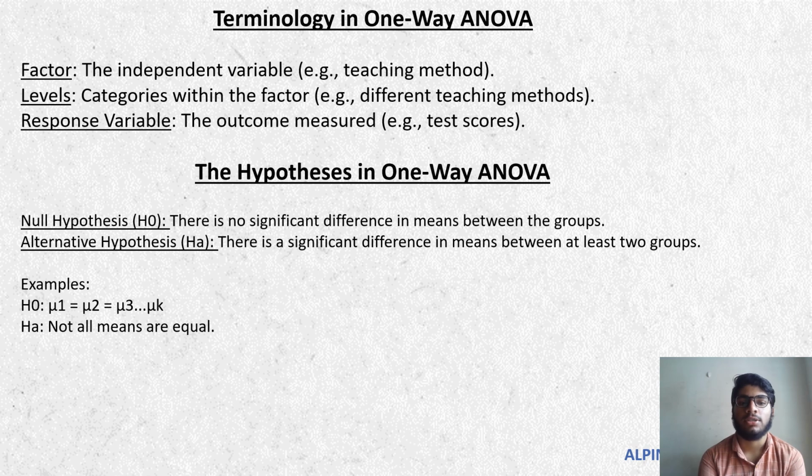Next, the hypotheses in one-way ANOVA. Null hypothesis: there is no significant difference in means between the groups. Alternative hypothesis: there is a significant difference in means between at least two groups. In the alternative hypothesis, not all means are equal, but in the null hypothesis, all means are equal.